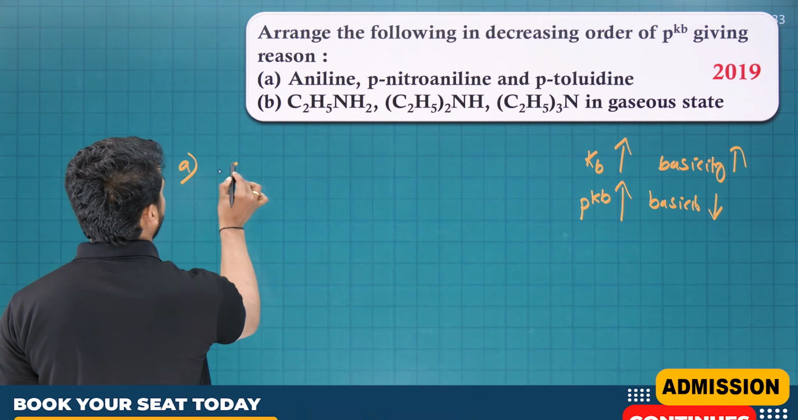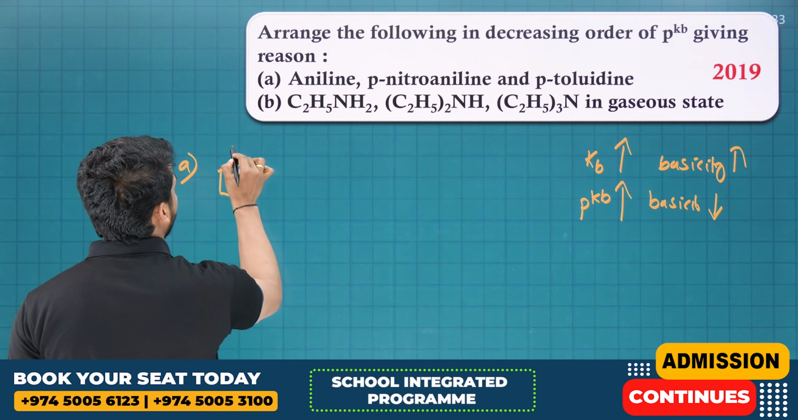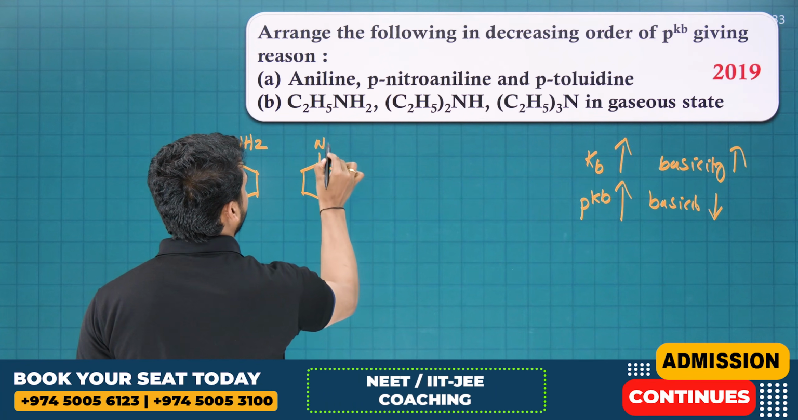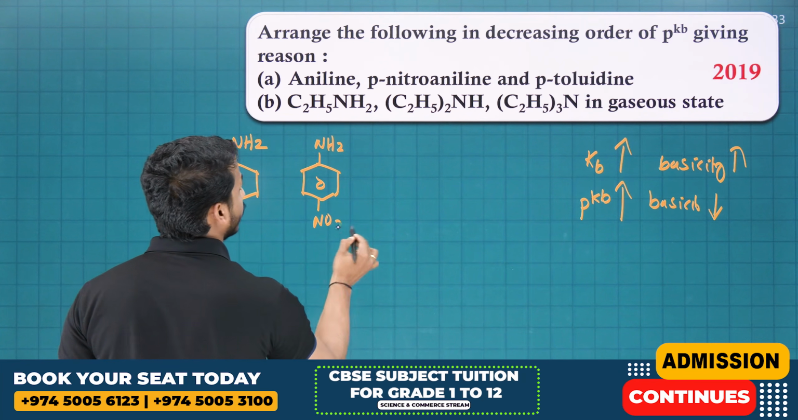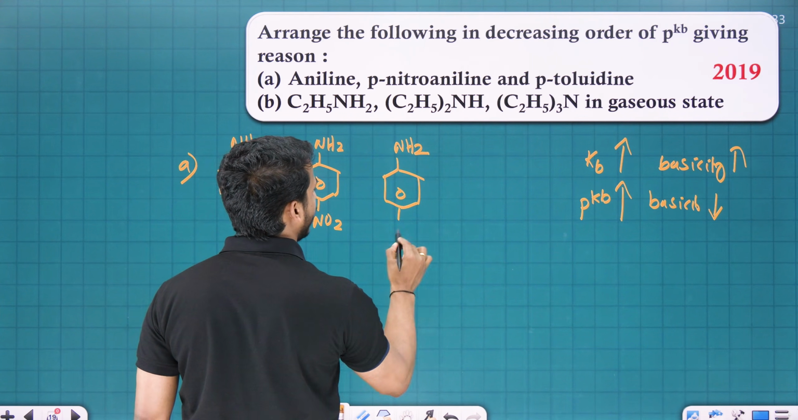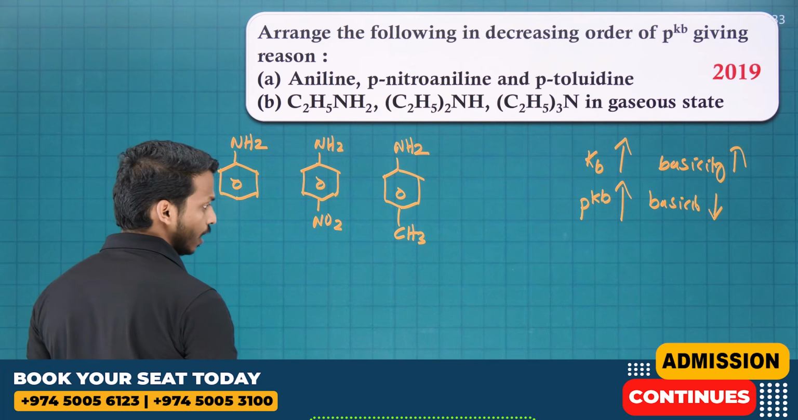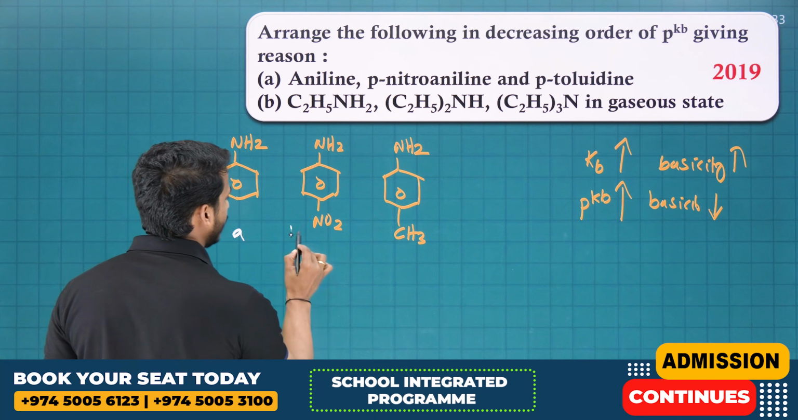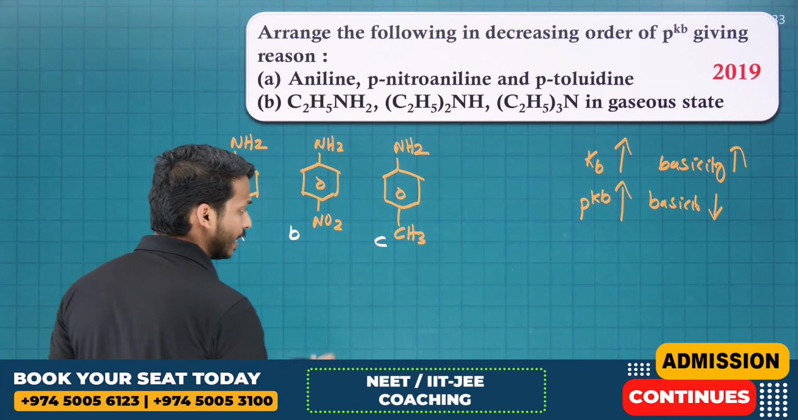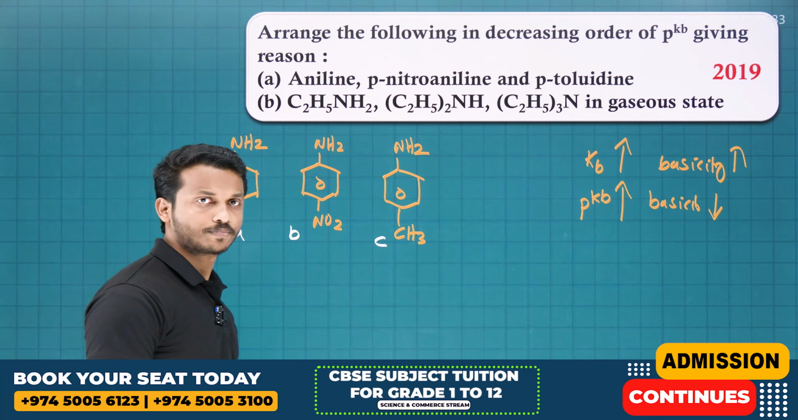Okay, first question. Let me write the structure. First one is aniline. Second one is para-nitroaniline, right? Next one is para-toluidine. What is toluidine? NH2 and CH3. Let me mark them as A, B, C compounds. Decreasing order of pKb.